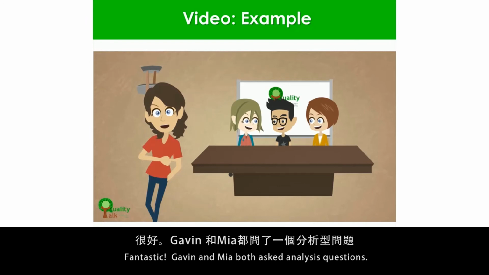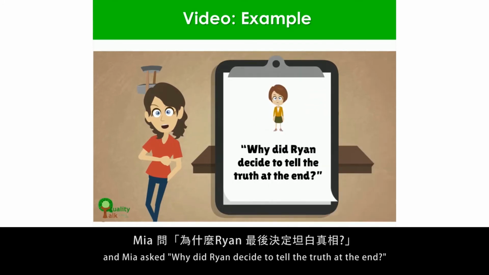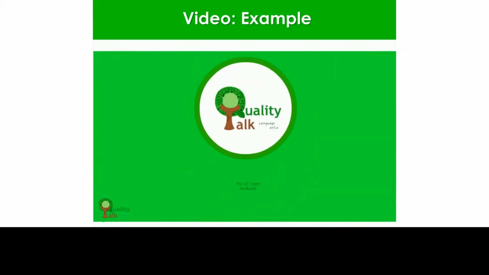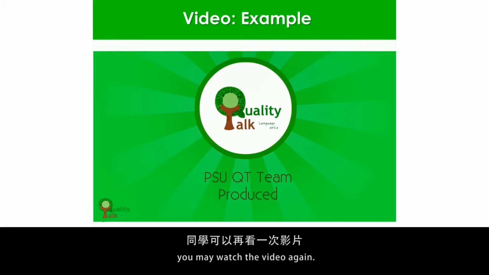Fantastic. Gavin and Mia both asked analysis questions. Gavin asked, why did Ryan lie to his mother at first? Mia asked, why did Ryan decide to tell the truth at the end? Good job! If you weren't able to write down all of the questions, you may watch the video again.